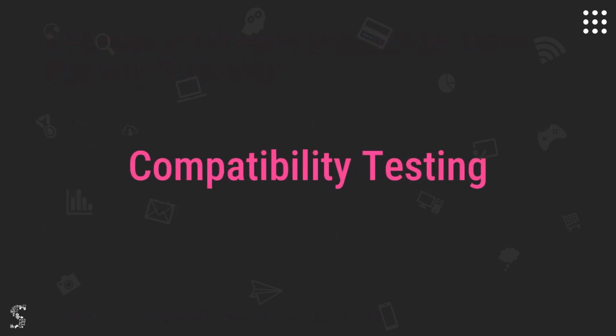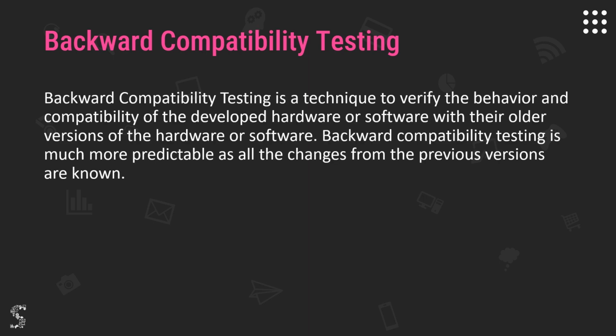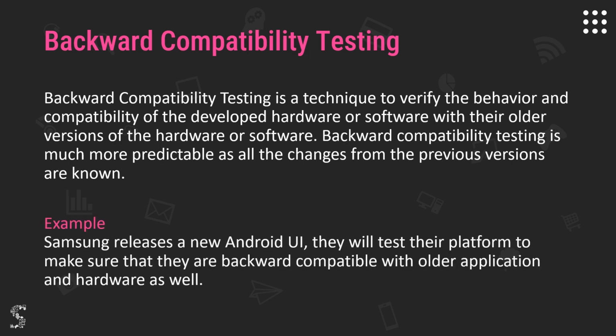Let's discuss a little bit about compatibility testing. Backward compatibility testing is a technique to verify the behavior and compatibility of the developed hardware or software with their older version of the hardware or software. Backward compatibility testing is much more predictable as all the changes from the previous versions are known. For example, Samsung releases a new Android UI, and they will test their platform to make sure that it is backward compatible with older applications and hardware as well.